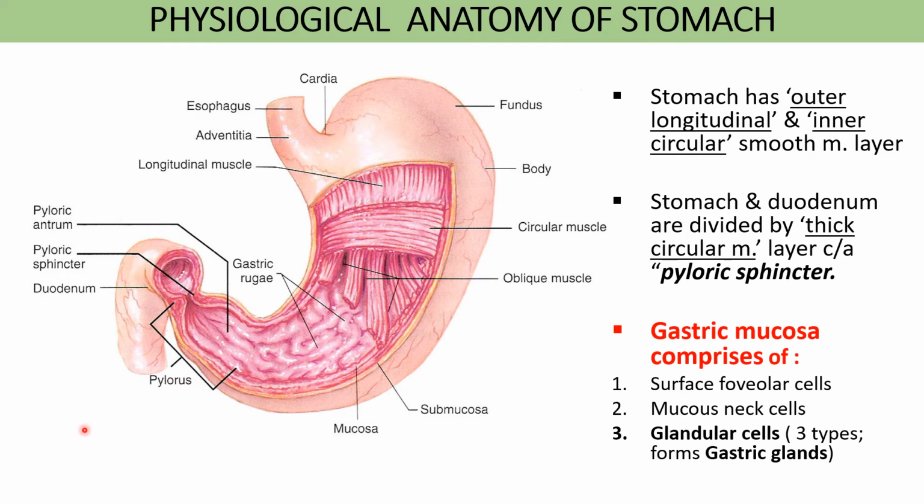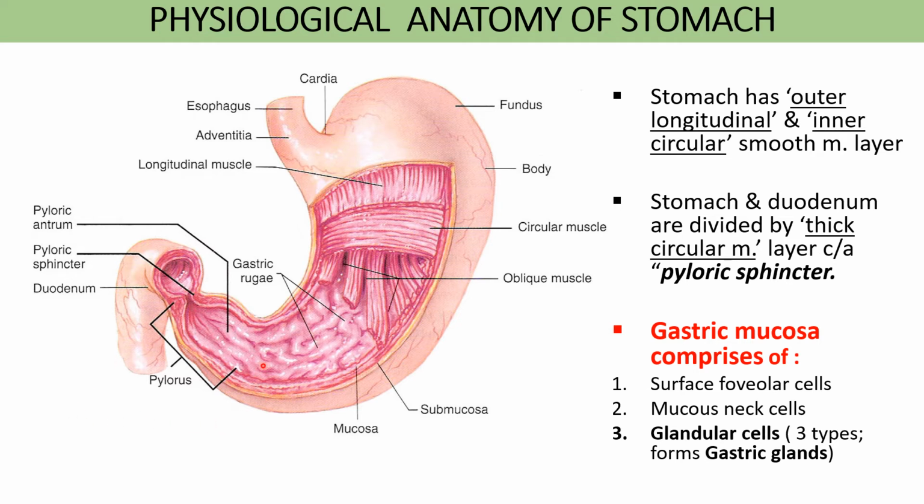Now what is special about the stomach is that the smooth muscle layer is made up of 3 different arrangements instead of 2. As you can see in this diagram, the stomach has an outer longitudinal layer, and then as you go inside, you can see the middle circular smooth muscle layer, and most inside you can see the oblique smooth muscle layer. The stomach and duodenum are divided by a thick circular muscle layer known as the pyloric sphincter.